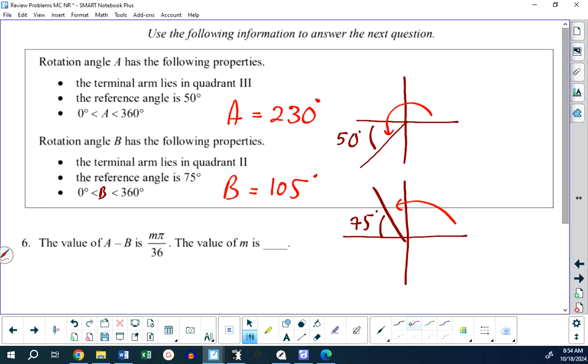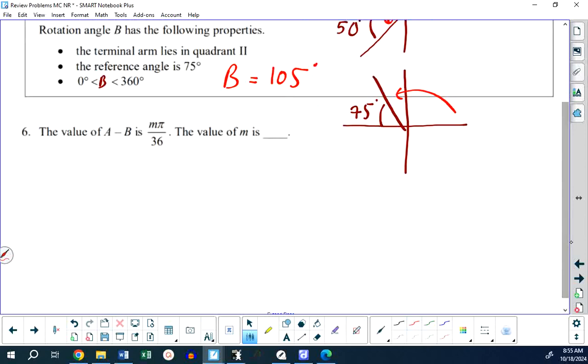The value of A minus B is m pi over 36. So there's no degree symbol on this, right? If there's no degree symbol on something, then you know it's radians. I think if I put this on an exam, I would probably say the value of A minus B in radians is, I think I would add that, but I don't need to. So I guess what we can do is take A minus B and see what we get in degrees, and then we have to convert it to radians.